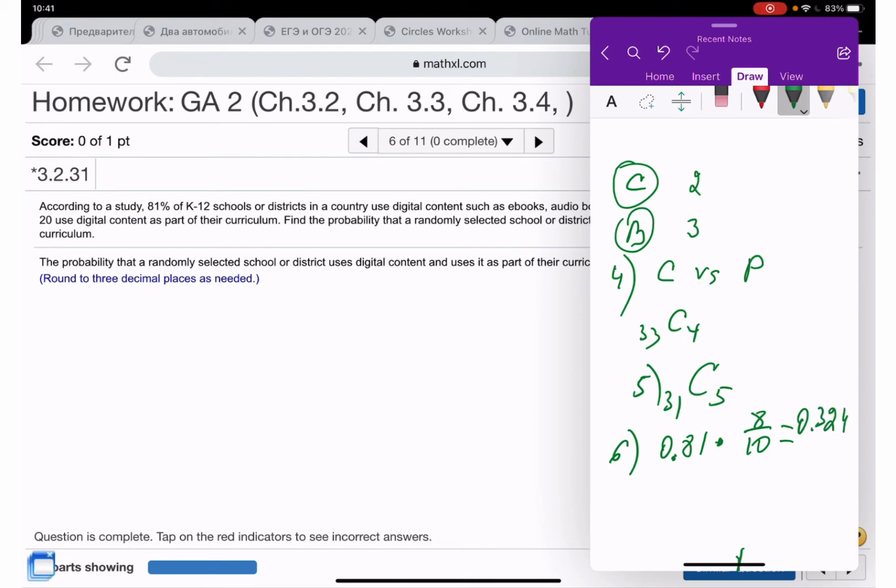Okay, why do we multiply? Because we have 81% and then we take a portion of it, 85% of that. So we take 81% and multiply by the percentage of the portion. Okay, next moving to question number 7.